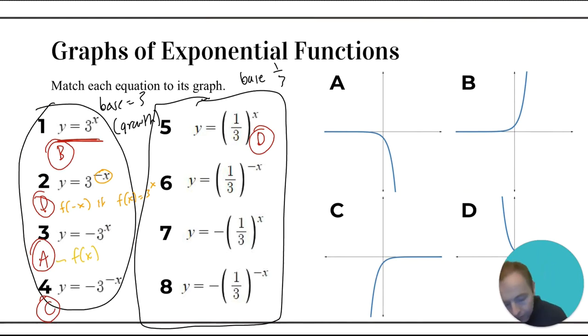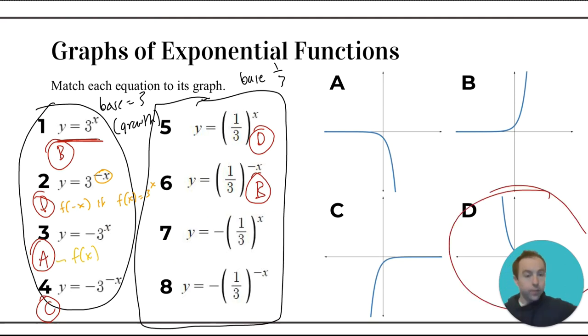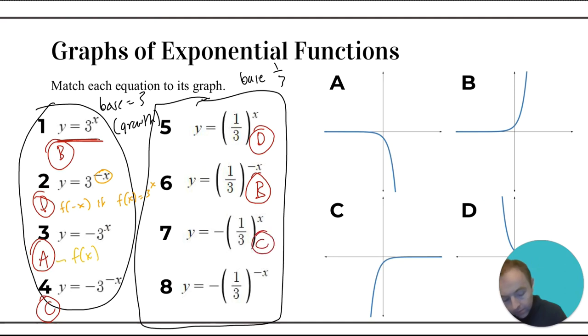Okay. So then when it's negative x, it should flip it sideways. So the sideways version of D is graph B actually, right? And then this one has the negative in front, so it should flip graph D upside down. Look at the one that's upside down, it's C. And then finally, graph D, when it gets flipped sideways and then also upside down, turns into graph A.